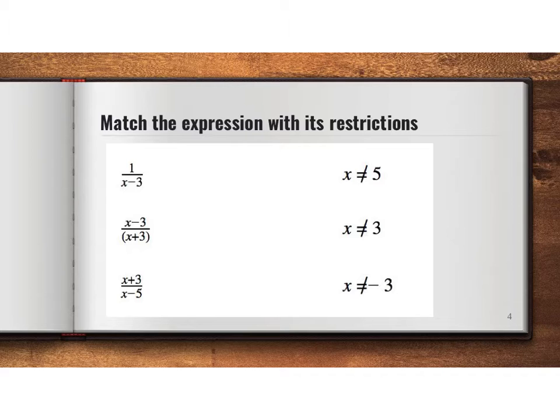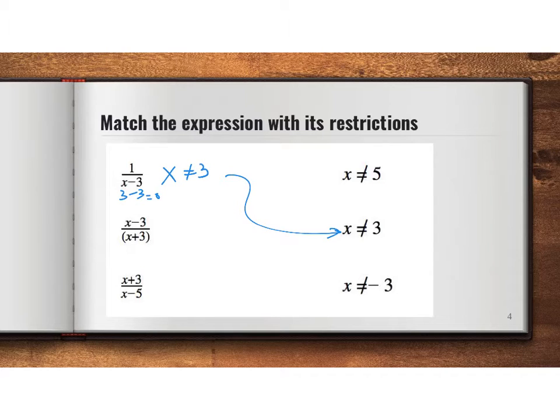We have a restriction when we divide by 0. So anything that is in the denominator, if it is equivalent to 0, that is undefined. So we need to figure that out. So in the first case, x can't equal 3. So that would be here, because if x was 3, this would be 3 minus 3, which is 0, and we cannot divide by 0.